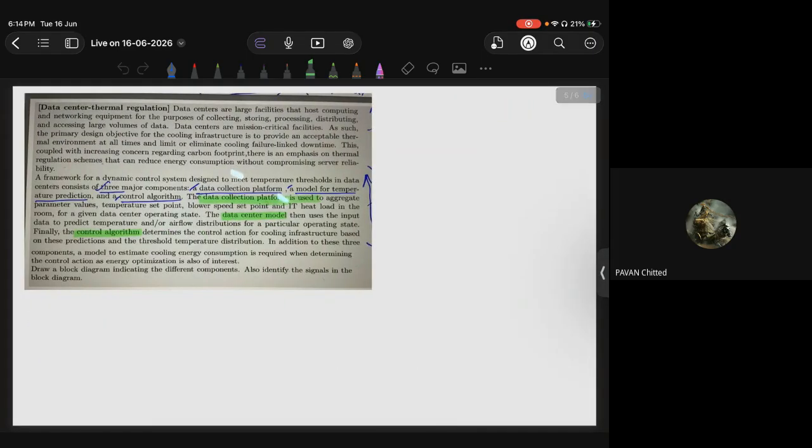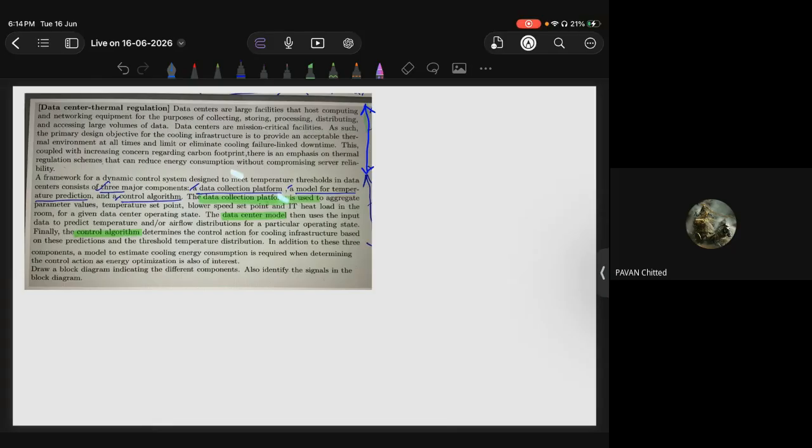This example is about the data center and thermal regulation. Nowadays the data science field is emerging, so we are having these data centers. The expectation is to handle more data, so we have to maintain the temperature at a constant level, at desired temperatures.